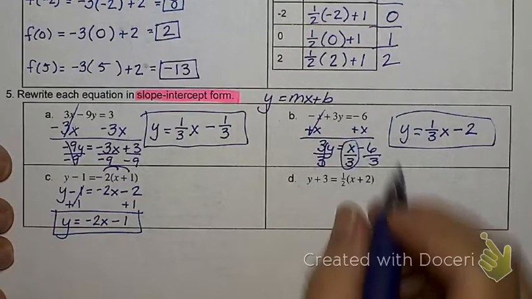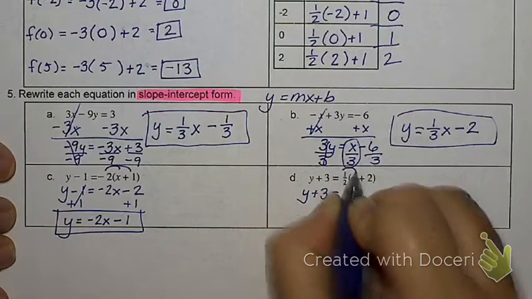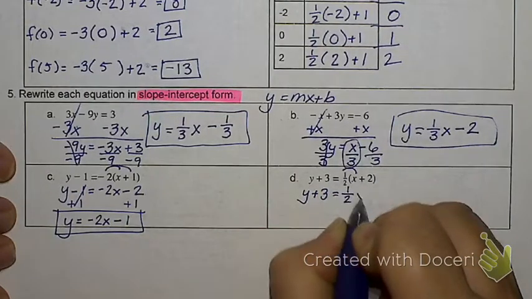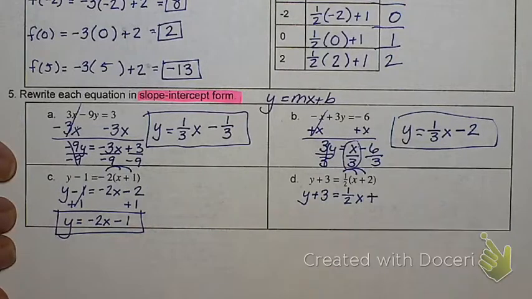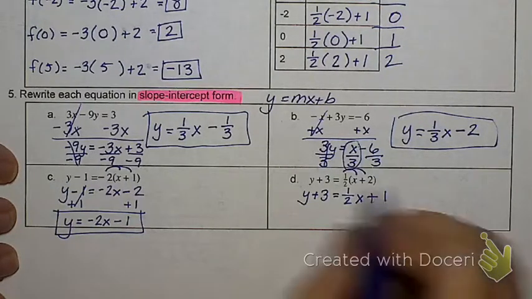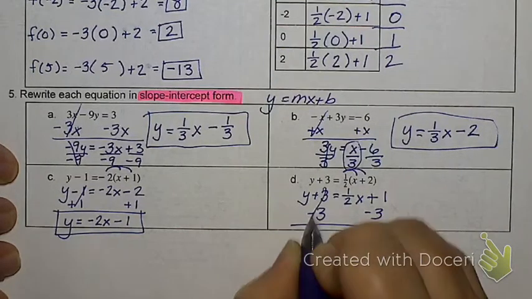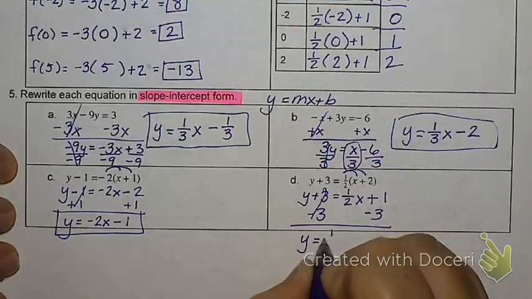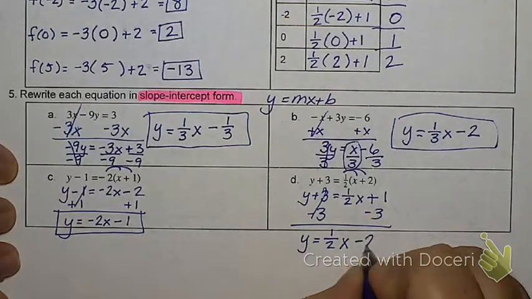And the last one. Again, get rid of those parentheses first. 1/2 times x is 1/2 x. And what's 1/2 times 2? It's going to be positive. You can do that on your calculator, right? 0.5 times 2. And then I'm going to subtract 3. So y equals 1/2 x, what? Minus 2.